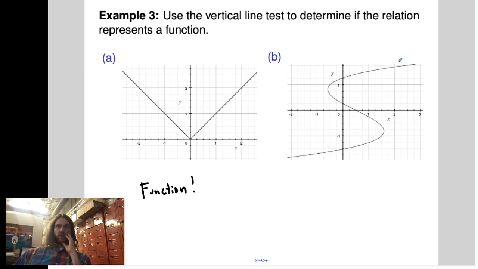If I draw a vertical line, can I make it pass through more than one time? Absolutely. If you draw it anywhere between here and here, not only does it pass more than once, or pass twice, it passes 3 times. You technically could make it pass twice if you made it pass through the very end point in here, but all you have to do is say this is not a function because it fails the vertical line test.